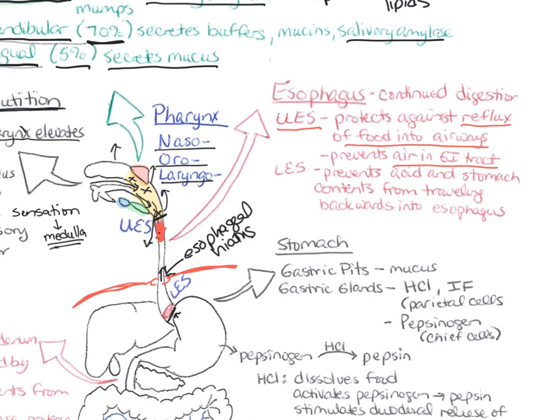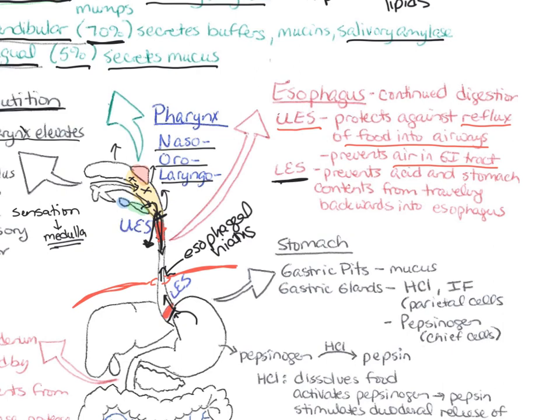So we don't want food coming back up and going into those airways, and we also don't want air getting down into the GI tract. So it's helping to prevent both of those. Now at the very bottom of the esophagus, we have another group of circular muscles down here, and that is known as the lower esophageal sphincter. So the lower esophageal sphincter prevents acids and stomach contents from traveling backwards up into the esophagus.